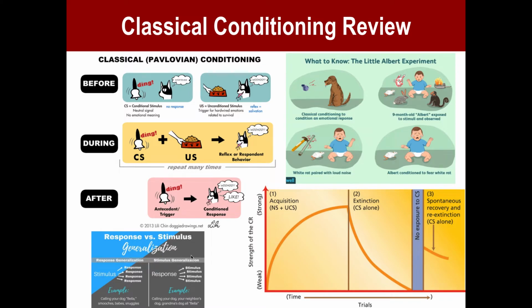Discrimination would be when you're able to distinguish between multiple different stimuli that are similar, but only have that conditioned response to a particular version of it. So say we have a bell that rings really high-pitched and a bell that rings really low-pitched. Discrimination would be the dog understanding that the high-pitched bell brings the food and not the low-pitched bell.